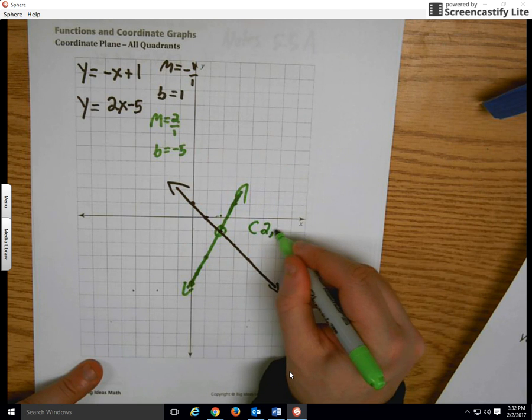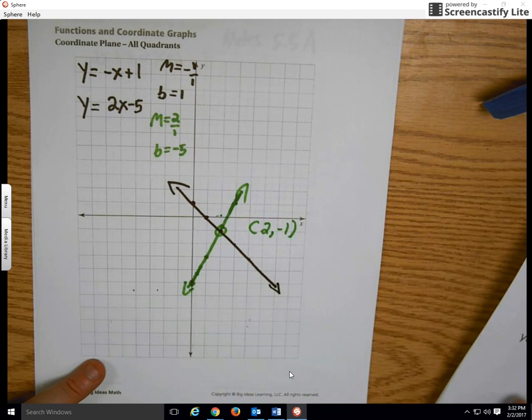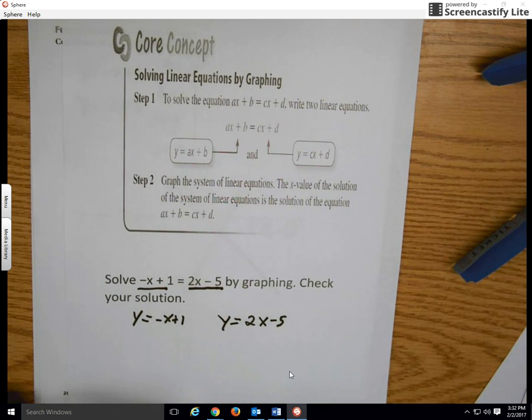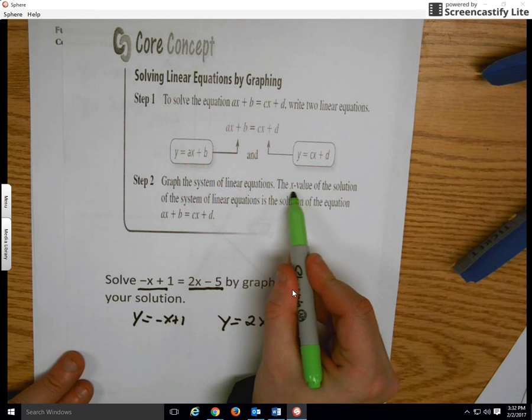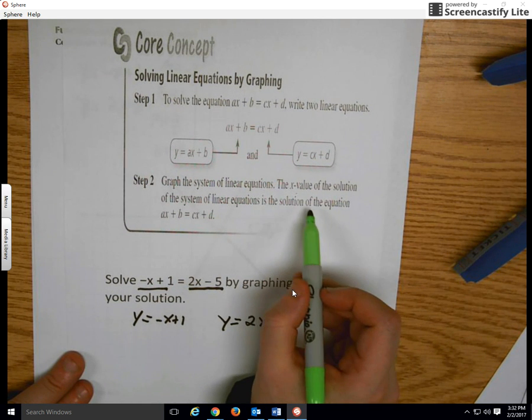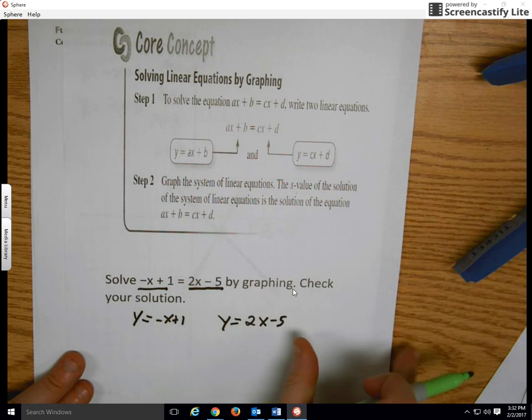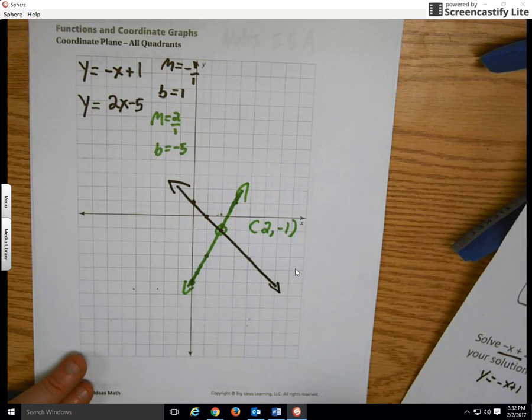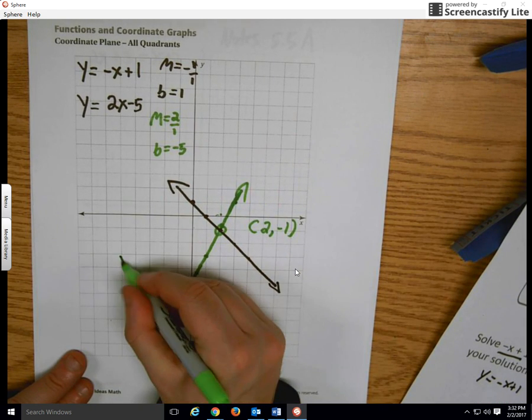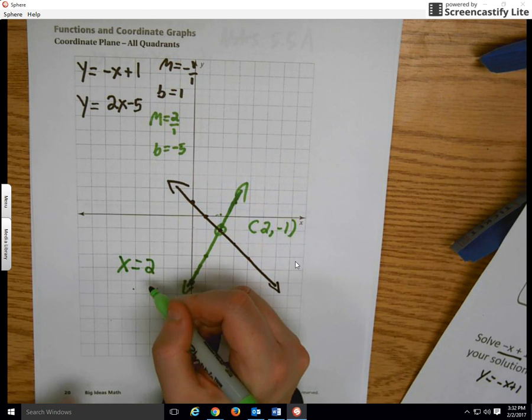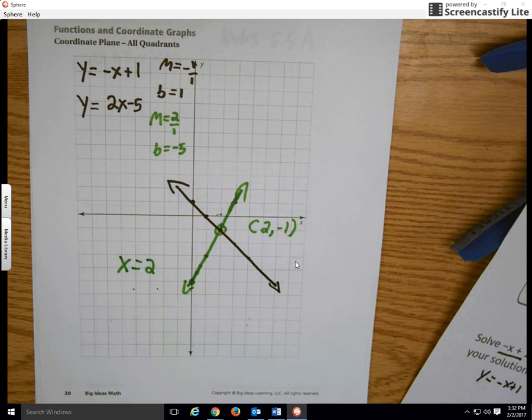However, remember the instructions. It said the x value of the solution of the system of equations is the solution. So we're really looking at the x value here, and here we're saying that x equals 2. Remember that it also says to check the work, not just to solve the work. So we want to check it. In order to check it, we would need to substitute a 2 into the equation. Let's see if that works.